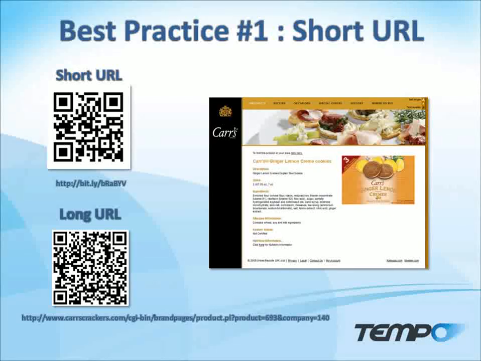As you see here, the encoded data segment on the short URL is far simpler. There's simply less of it than the long URL. But both of these QR codes go to the same page. They're both for this Cars Ginger Lemon Cream Cookie page.